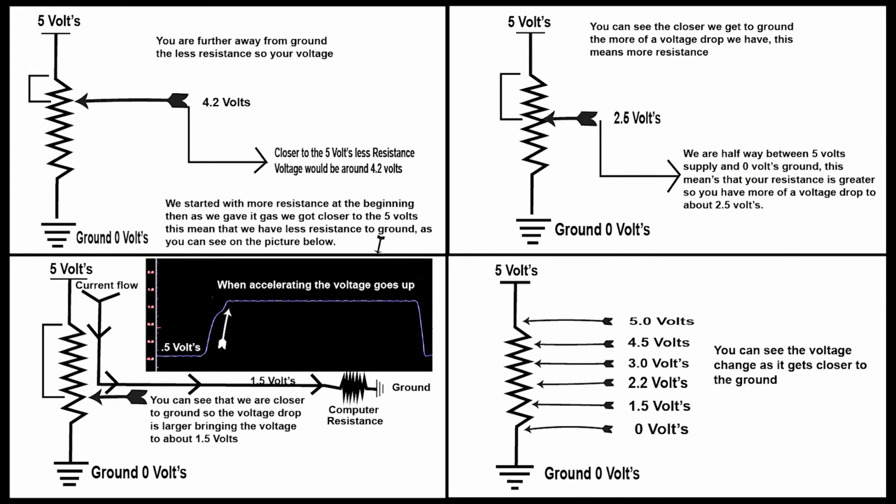On this page, I am trying to explain a variable voltage. As you can see, the higher the voltage, the less resistance to ground, so the voltage may be around 4 volts. The more resistance, as the arrow moves down closer to the ground, the lower the voltage, so your voltage may be around 1.2 volts.